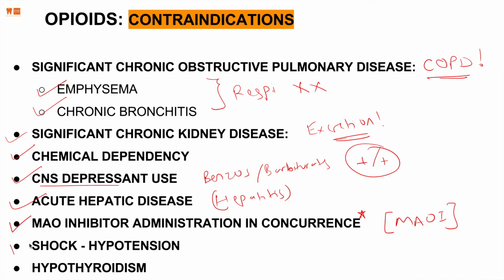And then shock or hypotension. We can't afford to keep depressing our CNS, hence CVS, hence entire body. We have to be very safe. When our body's already shutting down, we shouldn't be taking opioids. And of course, at the end, hypothyroidism. Again, we cannot afford to shut down our body.